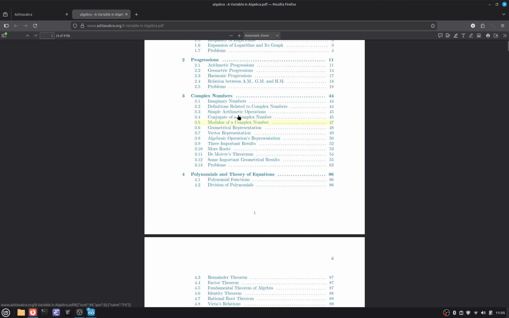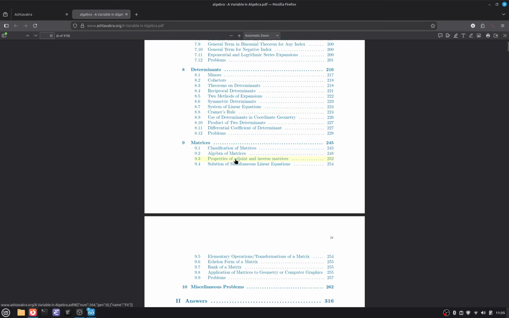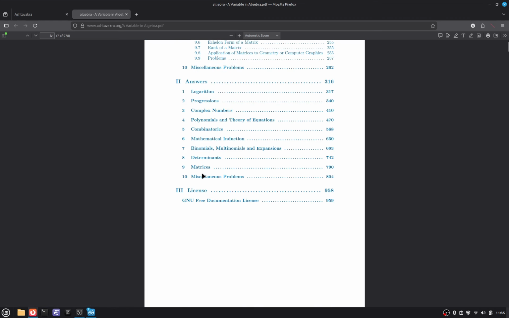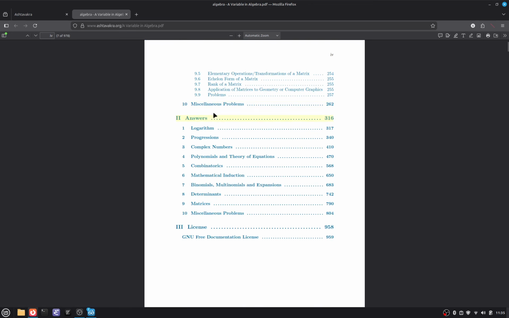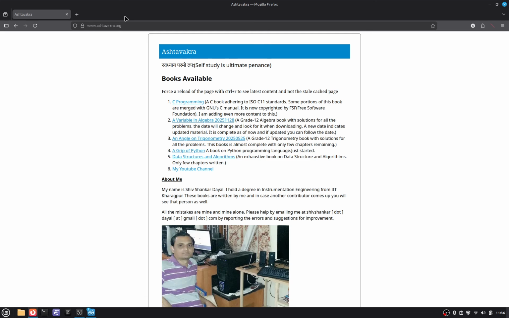All the chapters are done in this book. You have up to 9 chapters, and then solutions are all done. And there is a 10th chapter of miscellaneous problems. A lot of problems are given. For example, in miscellaneous you have more than 700, almost close to 800 questions. So a lot of problems are there for practice. You can download it. There is no hard copy. You can't buy it on Amazon. You can't buy it anywhere. It's just not there. I will probably never publish it.